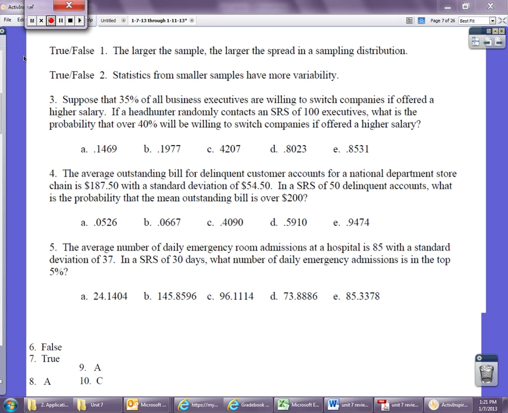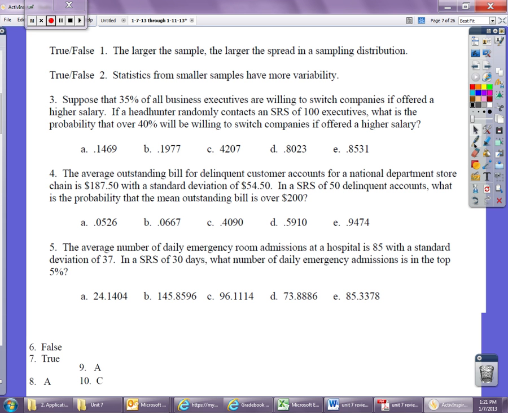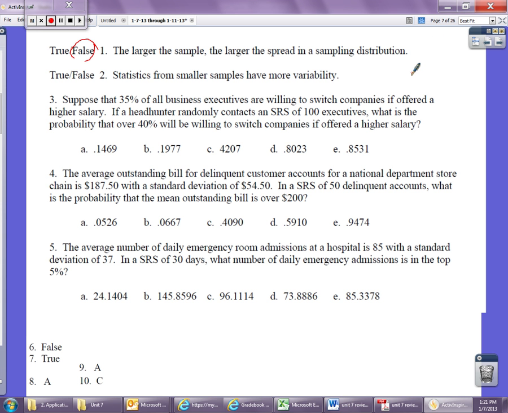Alright, so picking back up from the Unit 7 review for your AP Stat test tomorrow. This was number 6 on your review packet. The statement is: the larger the sample, the larger the spread in the sampling distribution. That is actually false. Remember that your sampling distribution is a collection of everybody's means.